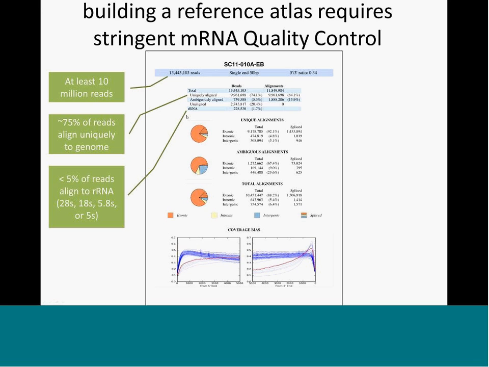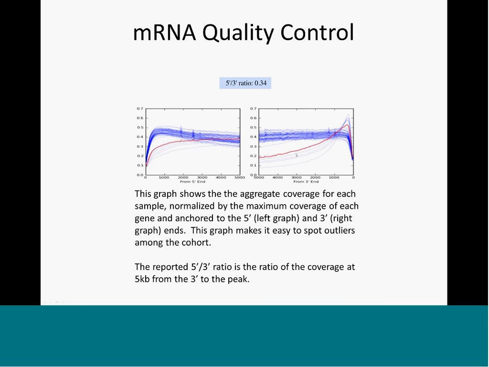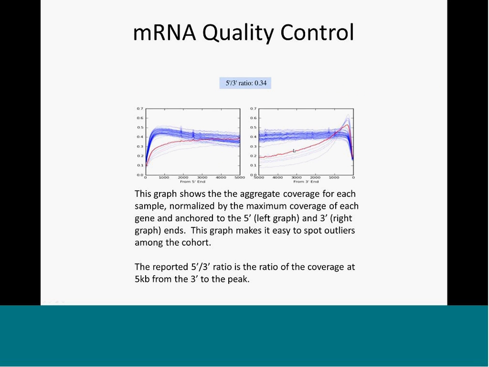The ribosomal reads are low. For this 5' to 3' ratio, this was a bad sample. You can see what's going on here is that in this case, at the 5' end you had reduced coverage, and then coming to the 3' end the coverage dropped down. So these profiles here were samples that we excluded from the database.